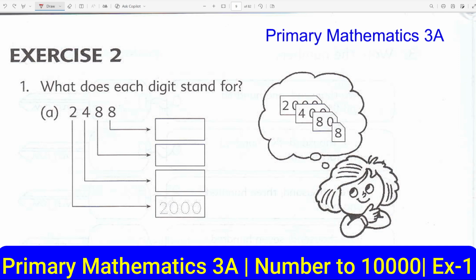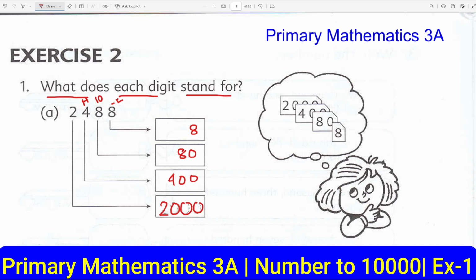Starting exercise 2, primary mathematics 3A. What does each digit stand for? So the first or unit digit is a ones, so its value is only 8. Next one is a 10, it means this one is 80. Next one is a 100, so this is 400. And finally this one is a 1000, so it's 2000.